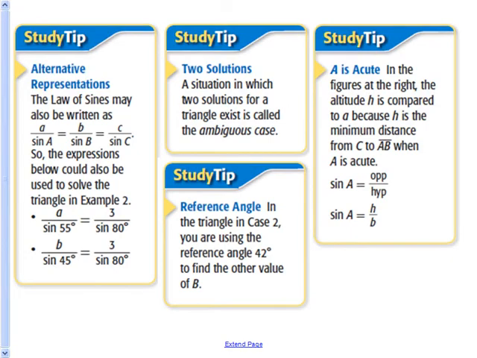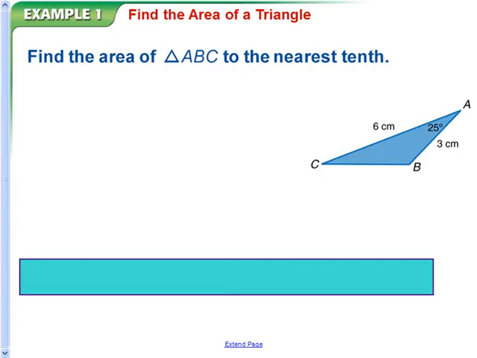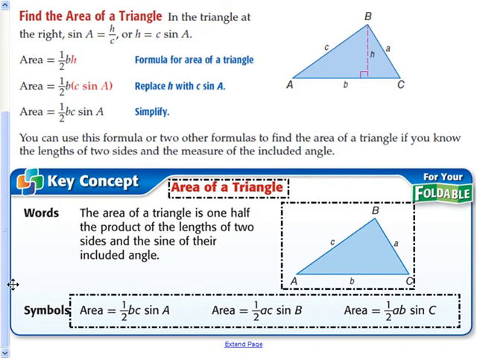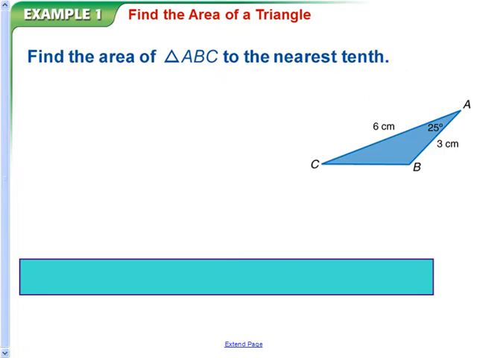And here's some study tips for you to look over. Start by copying down that triangle. So first thing we need to do is find the area. And if we go back to our area slides, we've got the formula right here. It's half B, C, and A, or half A, C, and B. So whatever angle we use, we use the two sides next to it.